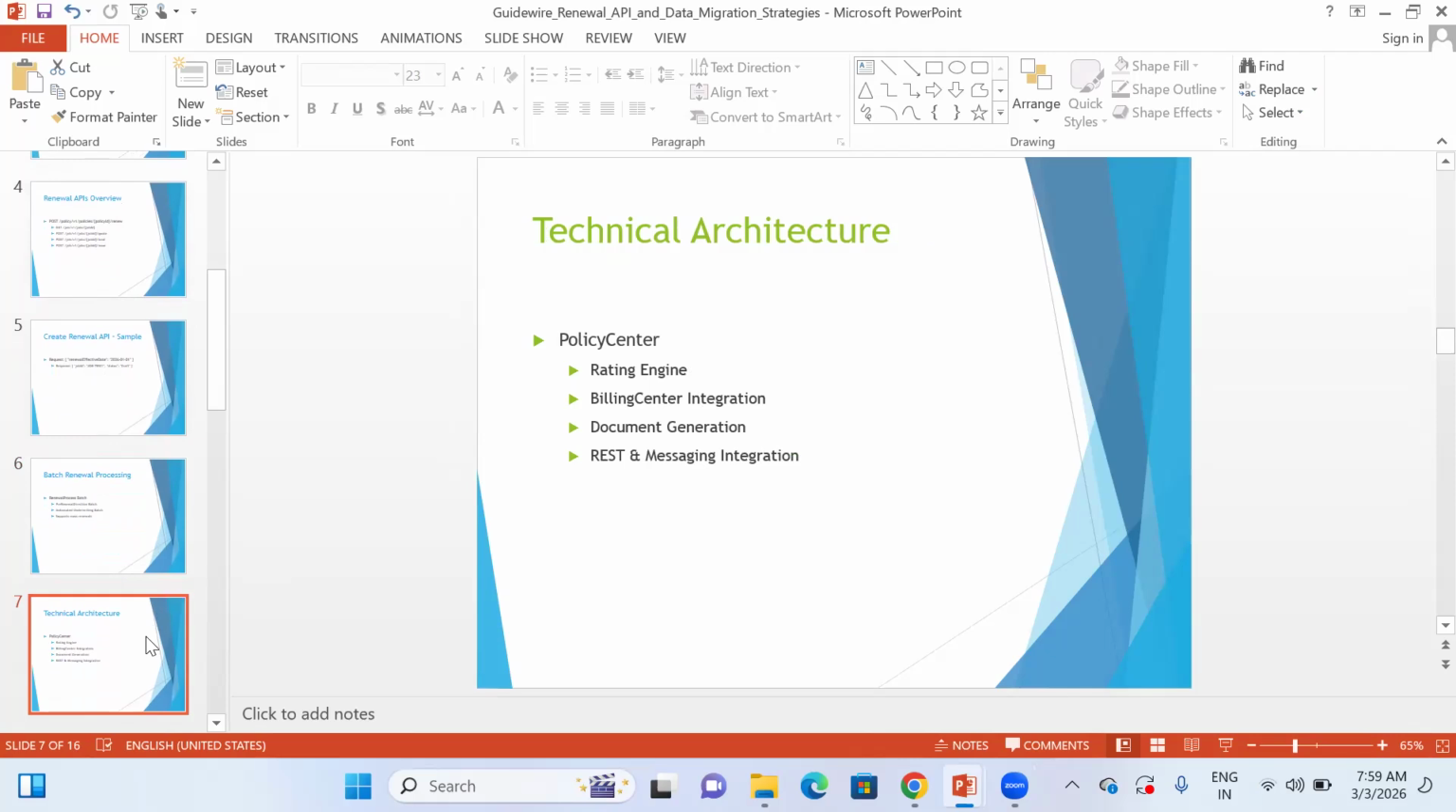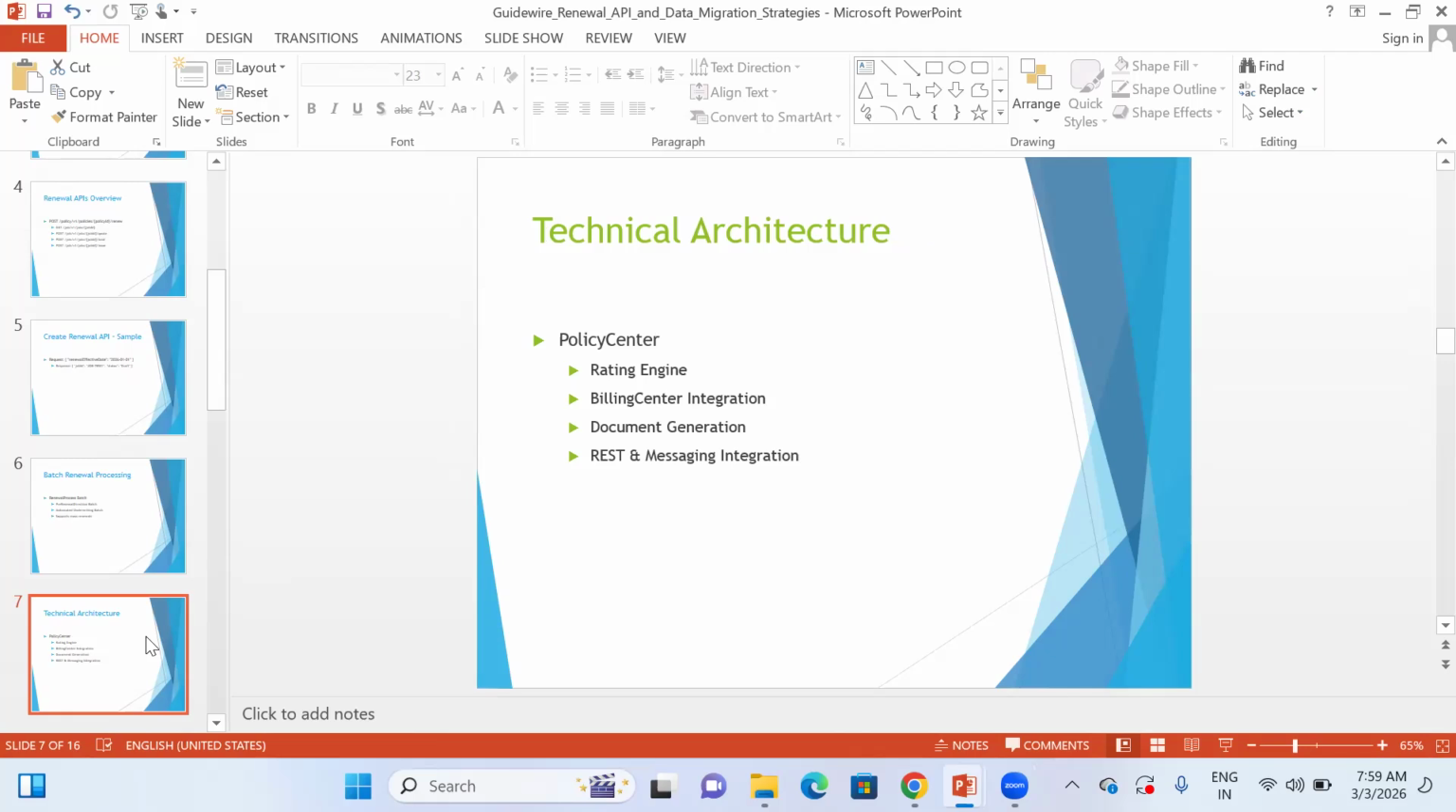Technical architecture part. Policy Center technical architecture understanding is required if you want to be on the technical side of it, the development side, or be majorly in the architect role. I'm referring to this point. So understanding the technical architecture, how it behaves and how it functions, is important.